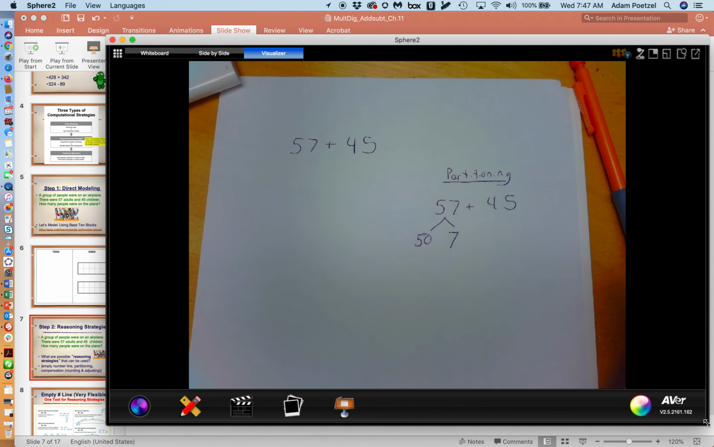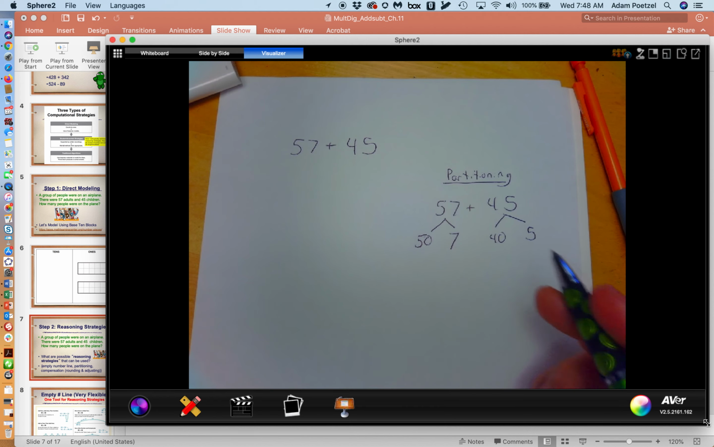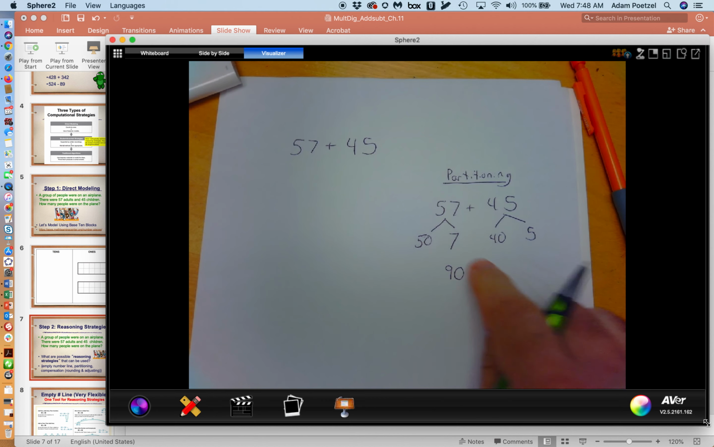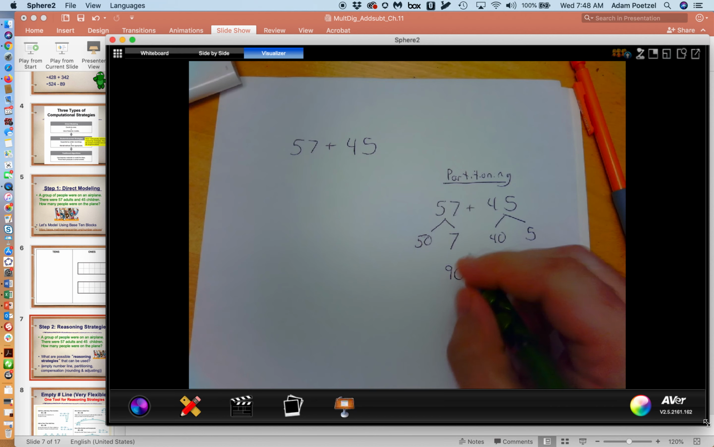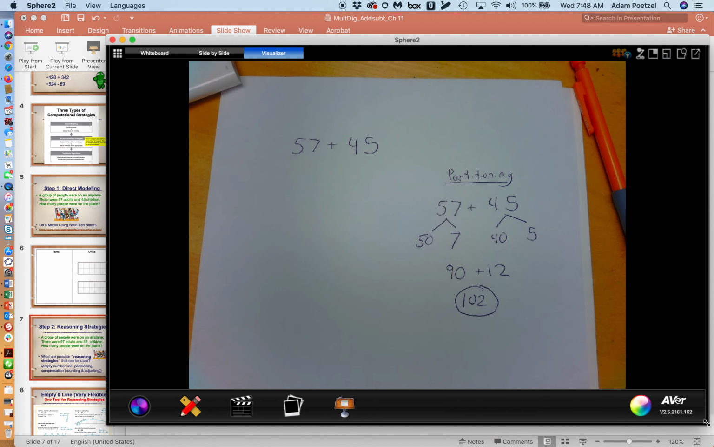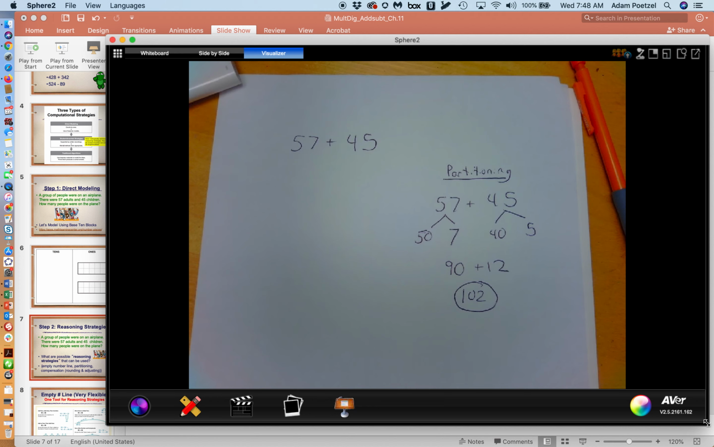Of course, 57 could be 50 and a 7, and 45 could be a 40 and a 5. And then we can put it back together, but we can group maybe tens with tens. 50 plus 40 is a little bit easier to do. That's 90. 7 plus 5, I might know that is 12. And again, putting those together, I can get that's 102. And again, I don't have to partition both of them. I could just partition one or the other, and there are other ways to partition as well, but that's just an example of a common partitioning strategy.